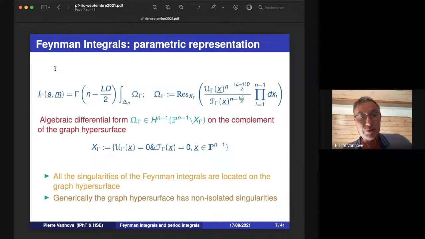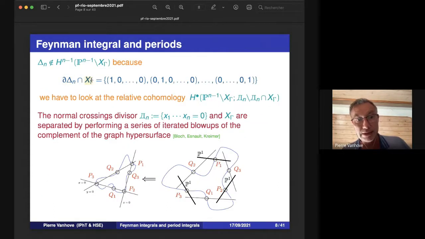But the problem is that you want to integrate something on the positive quadrant, and the positive quadrant is not a cycle because it has a boundary, and second, the vanishing locus. There's a non-trivial intersection between the boundary of this and this vanishing locus. This is given by the coordinate hyperplanes, so (1,0,0), (0,1,0), etc. So what they said is that essentially you have to look at the relative cohomology.